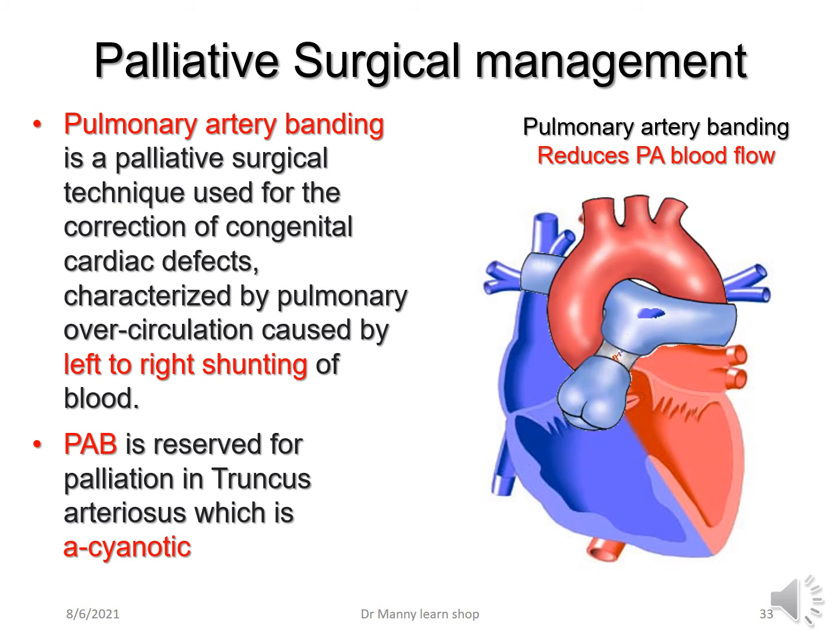Now, pulmonary artery banding is reserved for palliation of Truncus arteriosus, which is acyanotic. And the purpose is to reduce pulmonary artery blood flow, because too much overcirculation of the pulmonary circulation will result in remodeling of the pulmonary circuit and will promote eventually pulmonary hypertension and, in the worst situation, Eisenmenger syndrome.